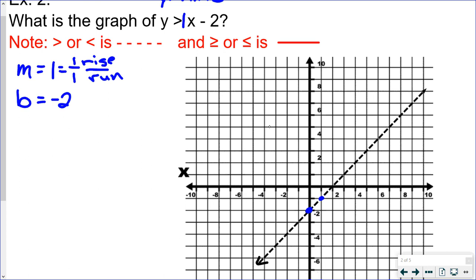Well, the first way that we can check is by plugging in a point. So here's an easy point. So I'm going to plug in 0, 0 and see if it's a solution.